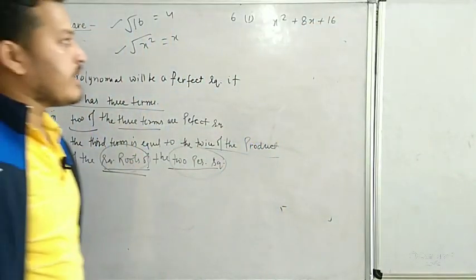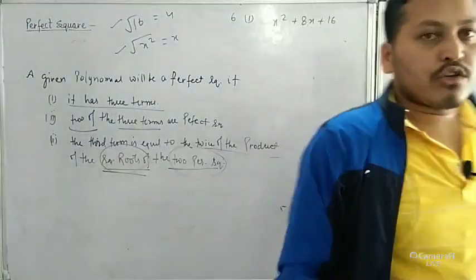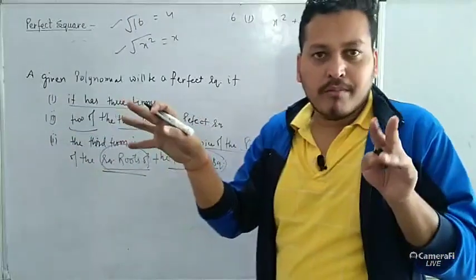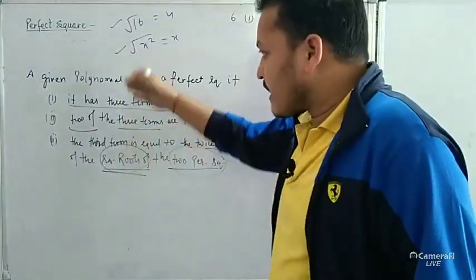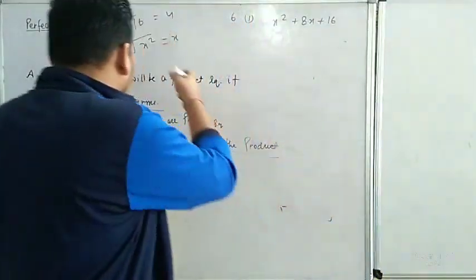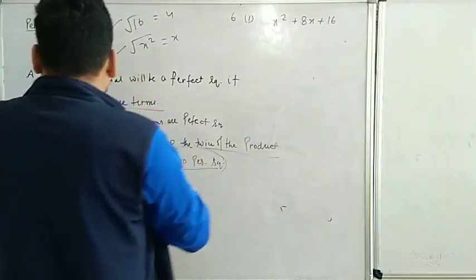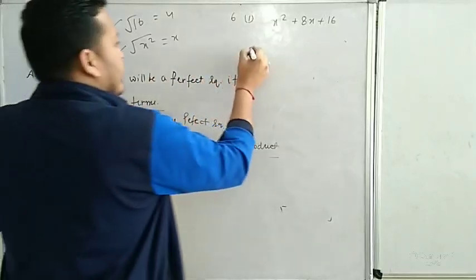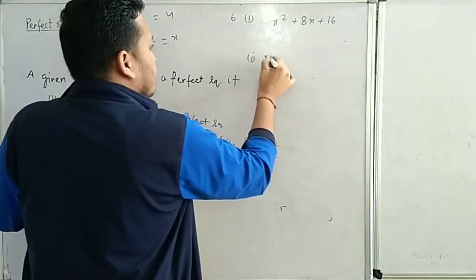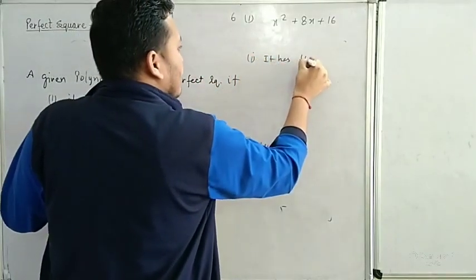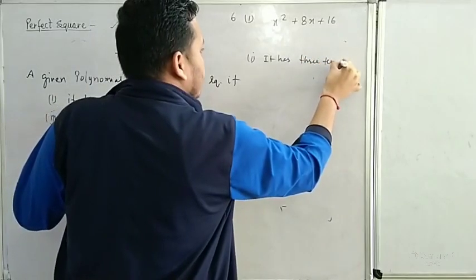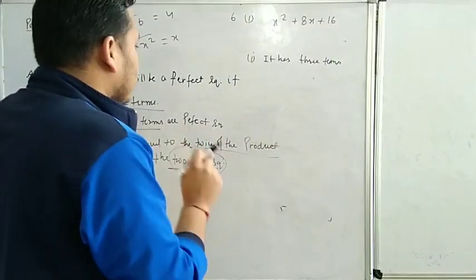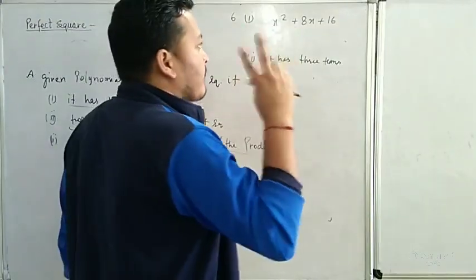Again, this is a repeated question, but the difference is the sign. तो फिलहाल साइन का कोई प्रॉब्लम नहीं है. You have to identify only these three conditions. So what is the first condition? It has three terms. Second is two of three terms are perfect. तीन में से कोई दो perfect होने चाहिए.